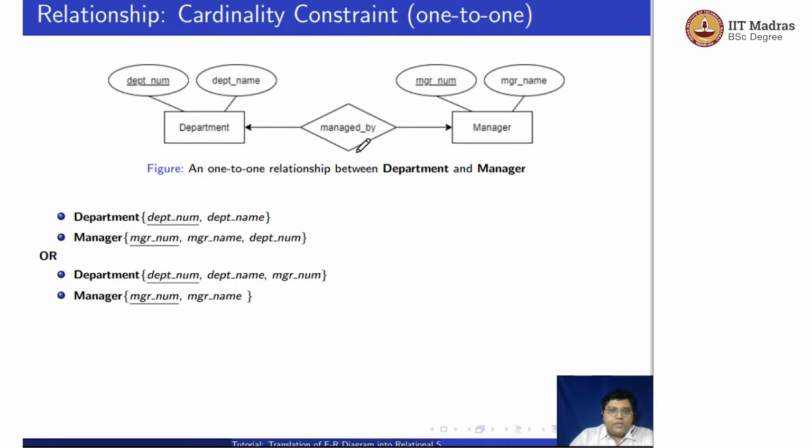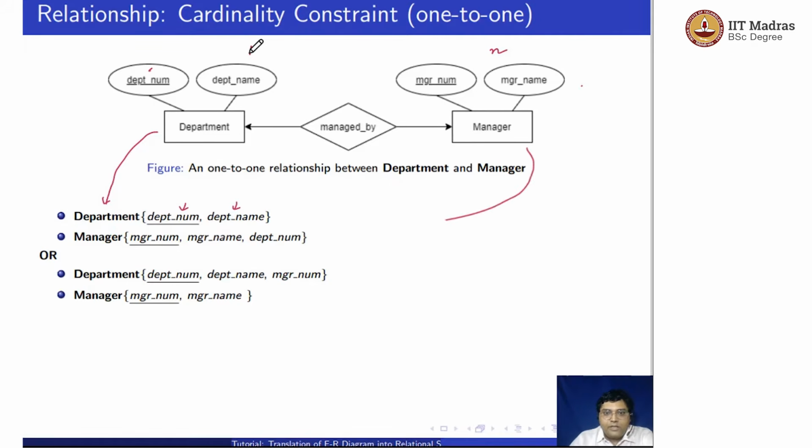Now if I consider this as a one-to-many, try to understand this is actually a one-to-one. We are just assuming it as a one-to-many, right? As per our rule, the primary key of the one side becomes an attribute of the many side. So department has the department number and the department name, and the manager. Along with the manager number and manager name, it also stores the department number, which is the primary key of the one side.